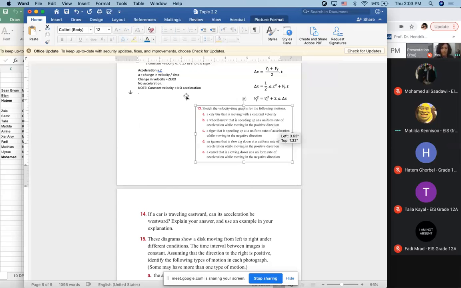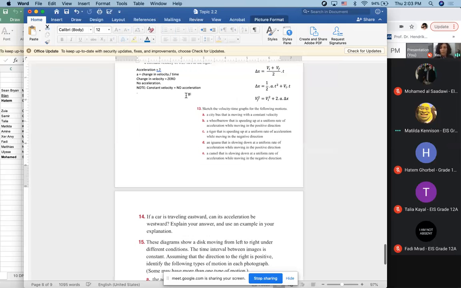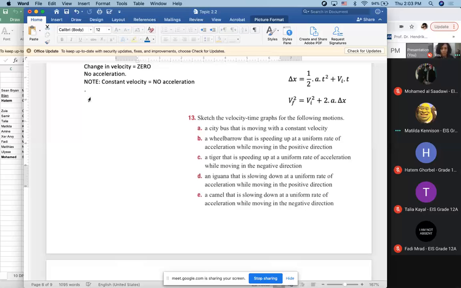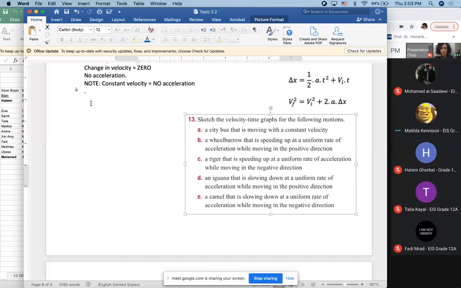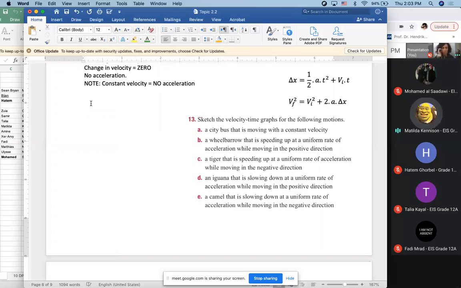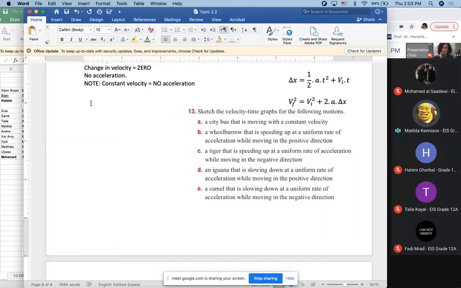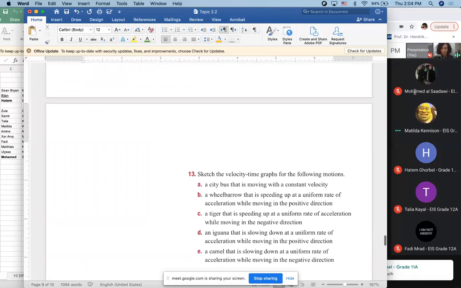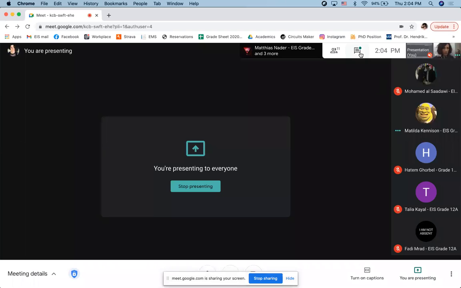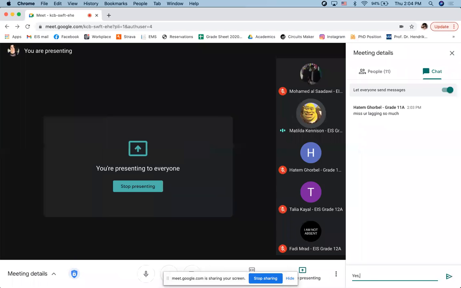All right, Matilda, number 13. Sketch the velocity time graphs for the following motions. A city bus that is moving with a constant velocity. All right, as I can see, I need some space.